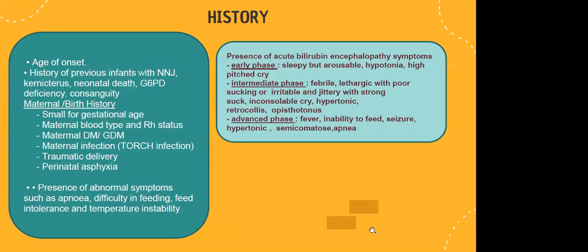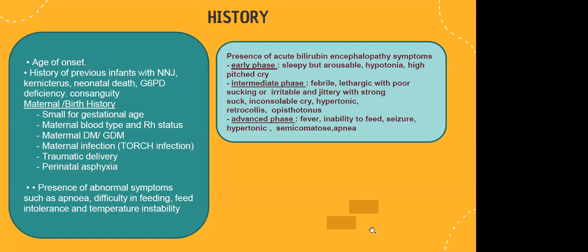When a baby presents with neonatal jaundice, it is important to identify the risk factors and the severity of the hyperbilirubinemia. As such, we will ask about the age of onset to determine the probable cause of the jaundice. Regarding the mother, we ask about the history of previous infants with neonatal jaundice, chronic illness, neonatal death, G6PD, and consanguinity.